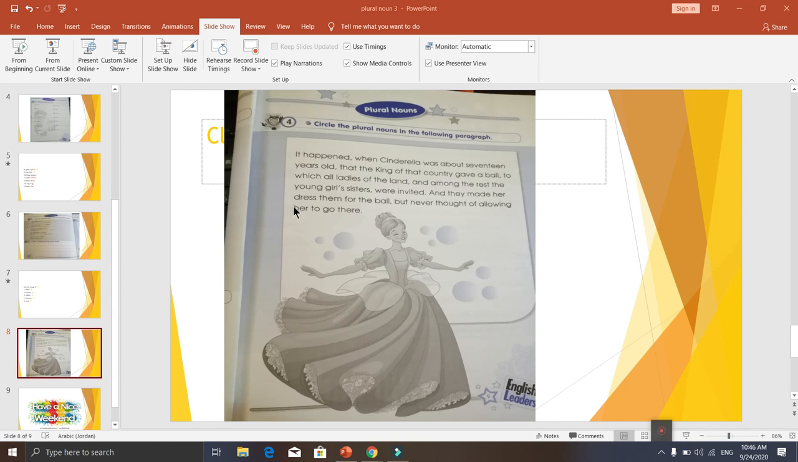Okay, again you have to copy this paragraph on your notebook first. بدكم تنسخوا هاي الفقرة أول إشي على دفتركم. بعد ما تنسخوها you have to circle the plural nouns. بدكم تحطوا دائرة على الكلمات الجمع. وبليز ما تبعتولي الحل على الواتساب، ابعتولي إياه على الرابط. تمام، تحملوا الصورة على الرابط.